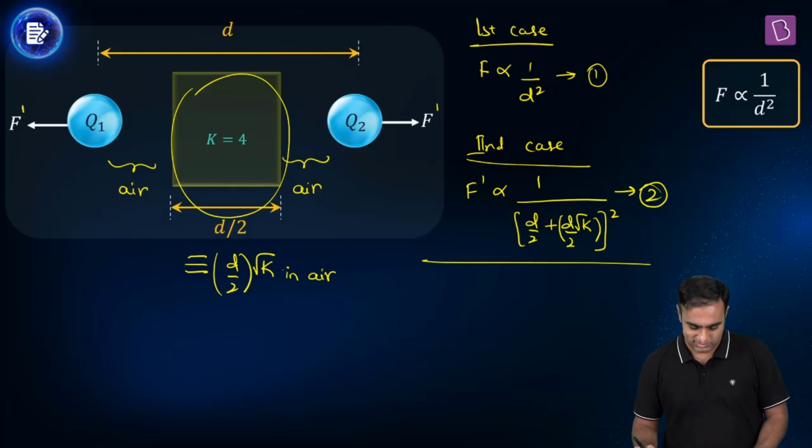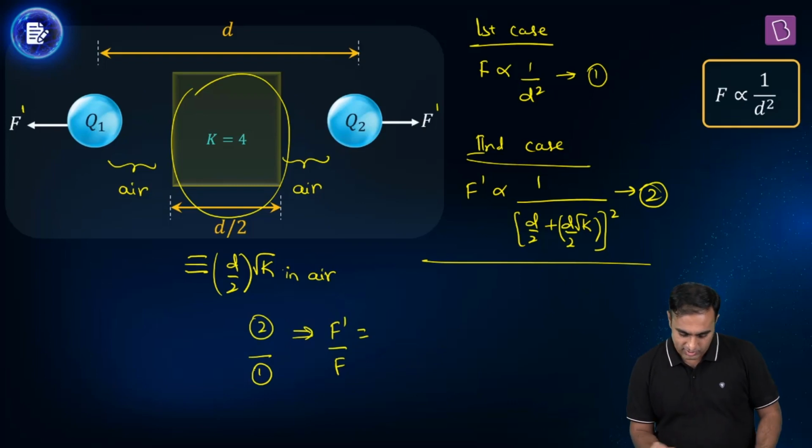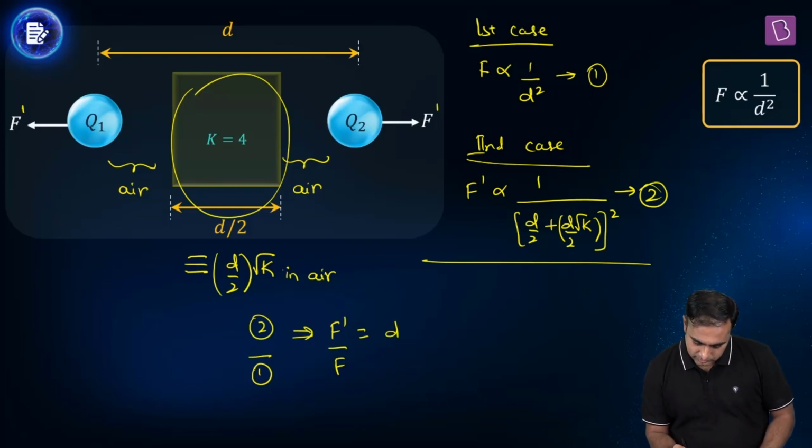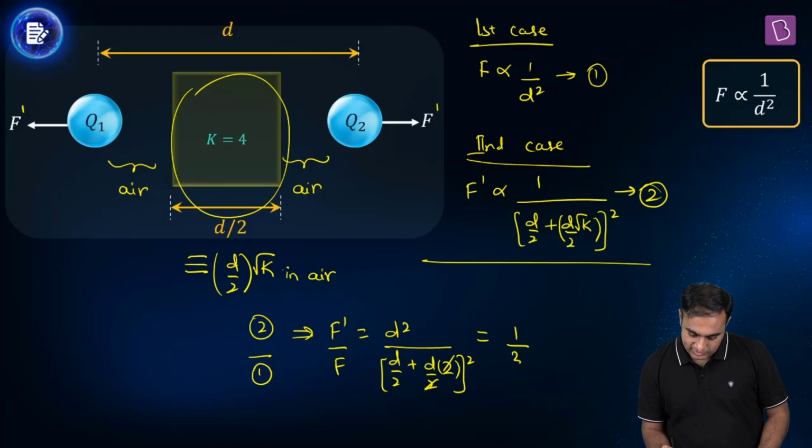Take the ratio. Equation 2 divided by equation 1 will give us f prime by f to be d square divided by d by 2 plus d by 2 into square root of k. What is k? 4. Square root of k is 2. And square this. 2 and 2 will get cancelled. Even d square will go away. What are we left with? 1 divided by 3 by 2 whole square. Simplify this further and you get 4 by 9 here.